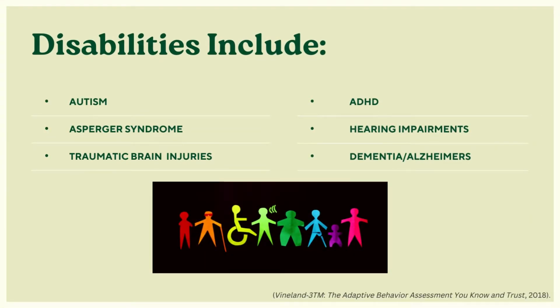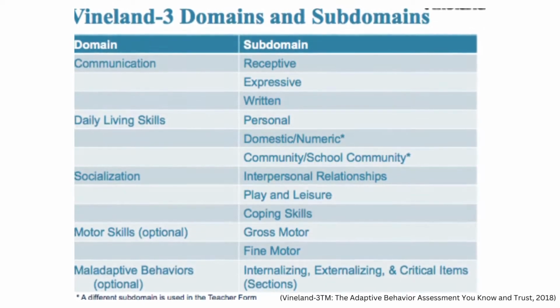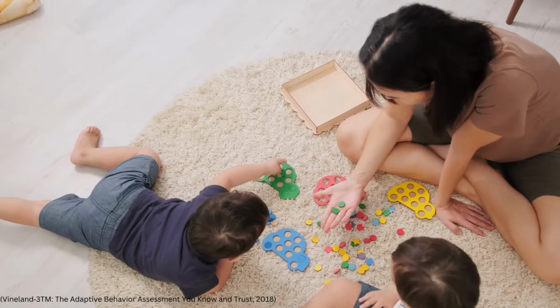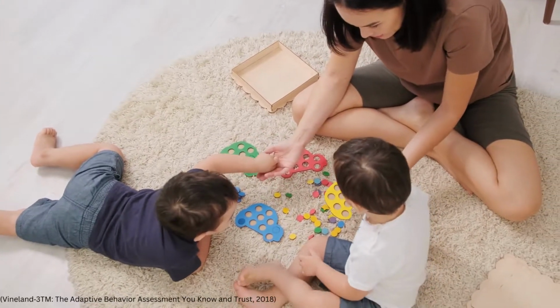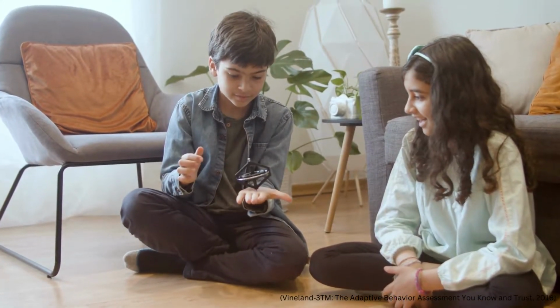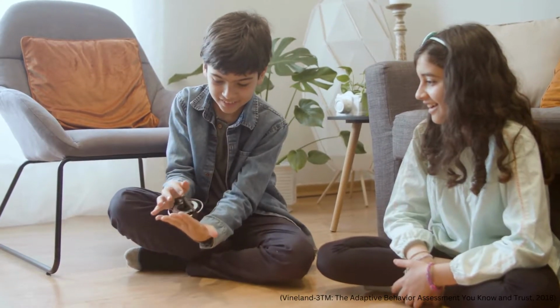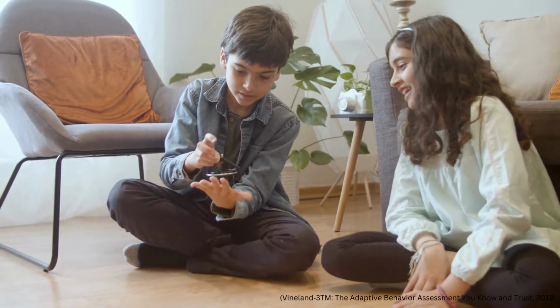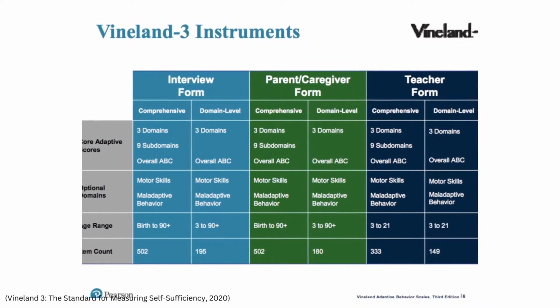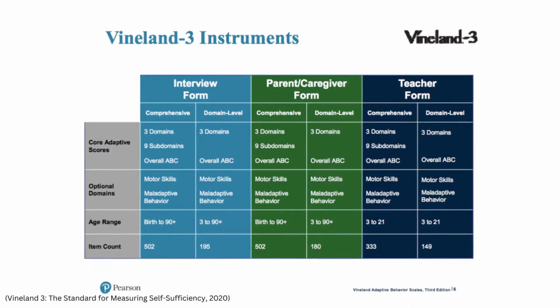The instrument is divided into 3 domains of adaptive behavior, including communication, daily living skills, and socialization. These correspond to the 3 broad domains of adaptive functioning specified by the American Association on Intellectual and Developmental Disabilities and by DSM-5. It also includes optional motor skills and maladaptive behavior domains for situations in which these areas are of concern. The Vineland 3 offers 3 types of forms: the standard interview form, the parent or caregiver form for use in assessing children, and the teacher form for evaluating individuals who are enrolled in school.